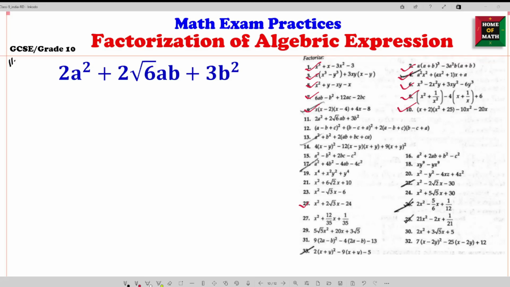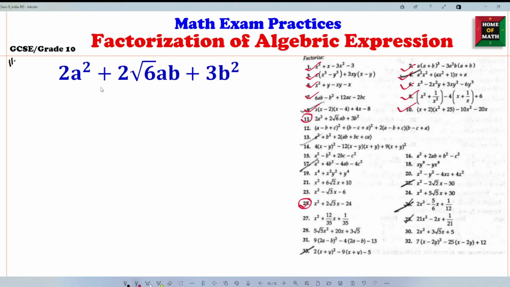Our topic: factorization of algebraic expressions. We already finished lots of math in this chapter. Here are problems 1 to 33. We already finished 1 to 10 and 25. In this video we are trying to solve at least 3 problems, and we will start from 11.